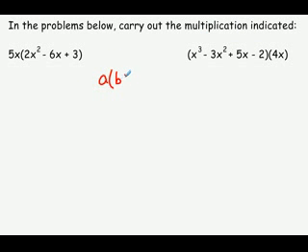outside of parentheses times a sum or difference inside the parentheses, it is equivalent to taking the constant outside of the parentheses, multiplying it by the first term, and multiplying it by the second term. So a times (b plus c) is equal to a times b plus a times c.